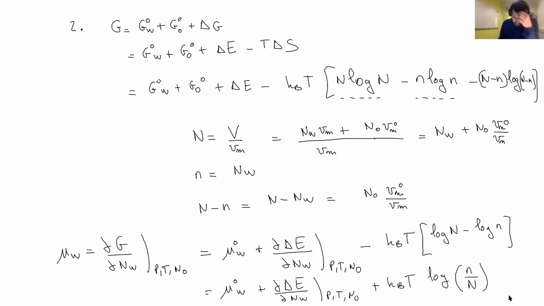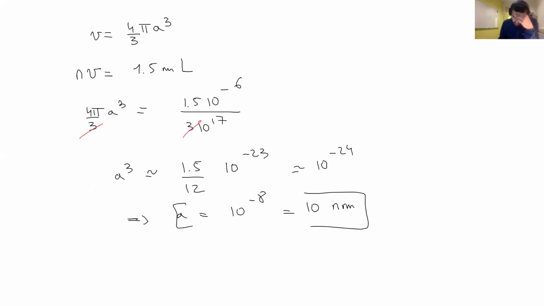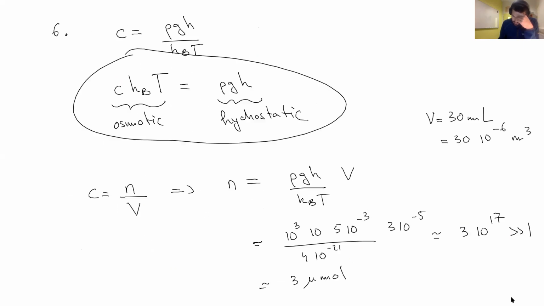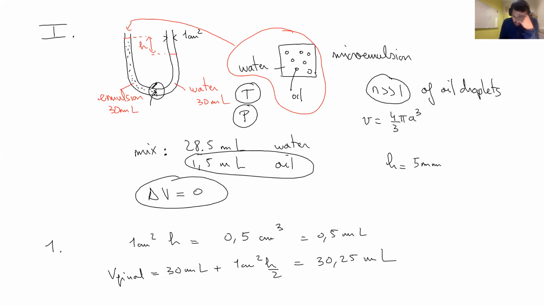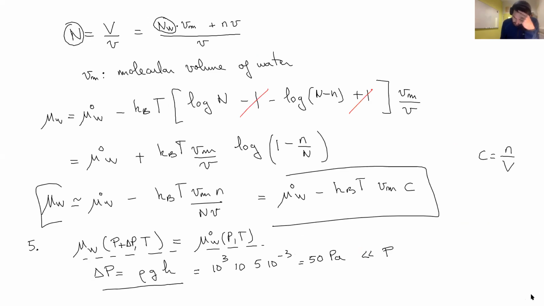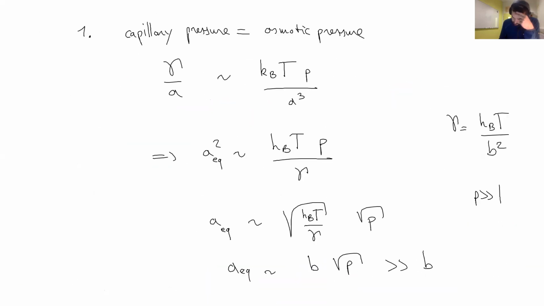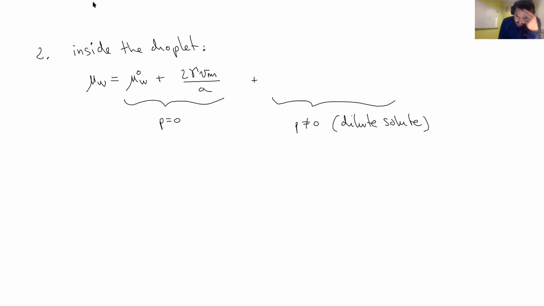For another problem, what was the chemical potential of water in presence of a dilute solute? I think it was the first problem where we had water in presence of a dilute oil, and we found the chemical potential of water to be, let me see, this. There was this linear correction in concentration when water is the solvent. So here it's the same. We will use it. The chemical potential of water is the reference one minus kBT times Vm times the concentration. So there is a minus here.